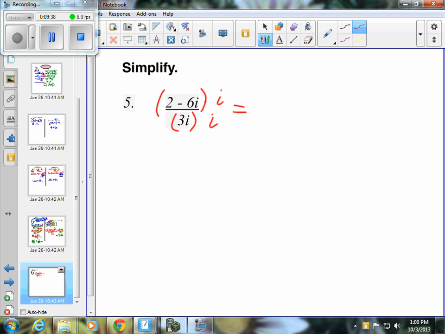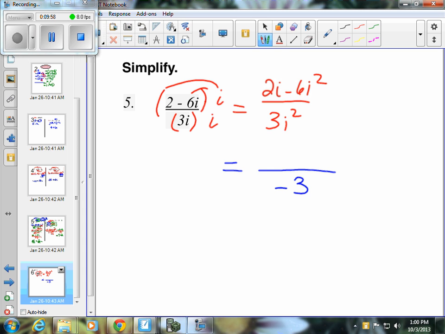We don't need to multiply by the 3. That's just a whole number. It's fine. So on the bottom, you'd have 3i squared. And on the top, when you distribute, that would be 2i minus 6i squared. Everything else is just simplifying. All right, so let's take a look at the bottom. i squared is -1, so 3 times -1 would be -3. On the top, minus 6i squared, that would be a plus 6.